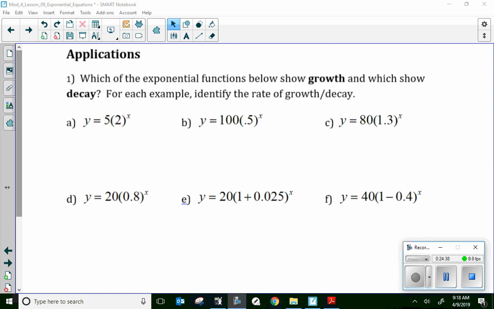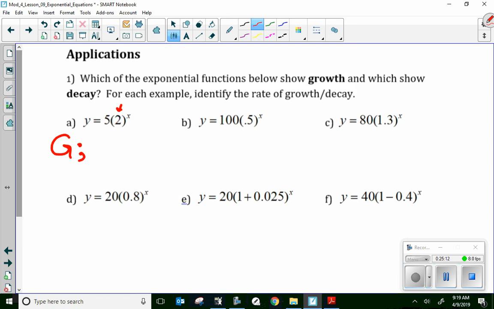Okay, let's look at some applications, something that might be on a final, for exponentials. Not all of them deal with e. That's fine. But they're all exponentials. They all have a variable in the exponent. So one says, for each of the following, which of the exponential functions below show growth and which show decay? For each example, identify the rate of growth. It does not say percent, so the rate should be in decimal format. This is bigger than 1, so that's G for growth. How do I find if that is what the rate is?